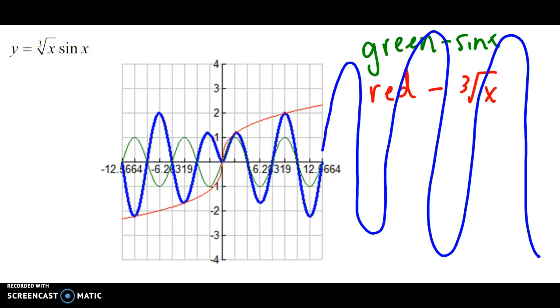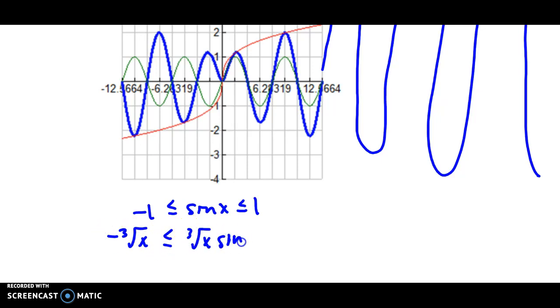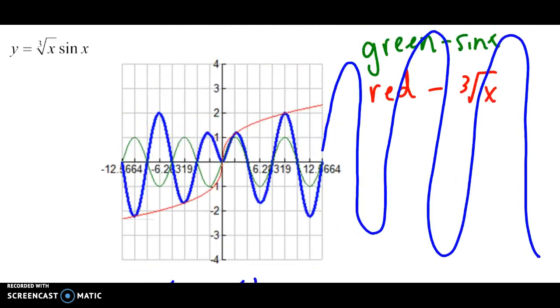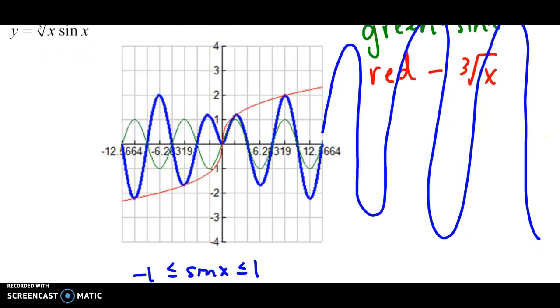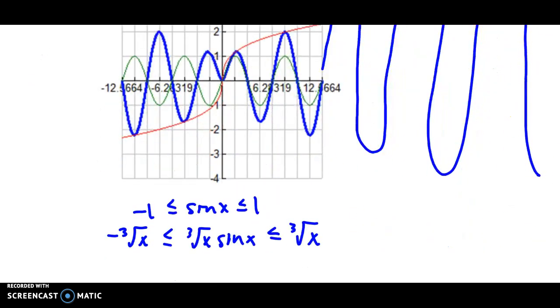Okay, what do I mean by that? Well, think about this. We know that usually sine of x is bounded by -1 and 1. But if I multiply everything by the cube root of x, now my sine of x is bounded by the cube root of x and negative cube root of x. Okay, so again, we say that the sine curve is bounded by the cube root of x. And again, it's called dampening because as we get further away from zero, it gets bigger and bigger and crazier.